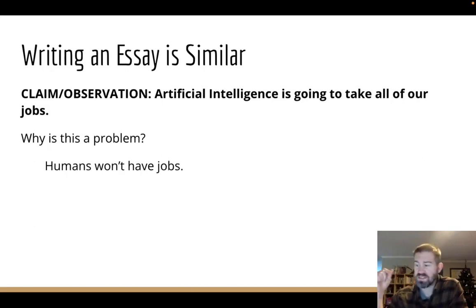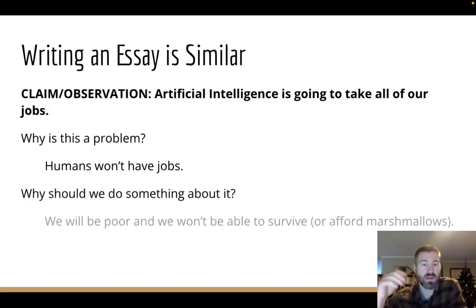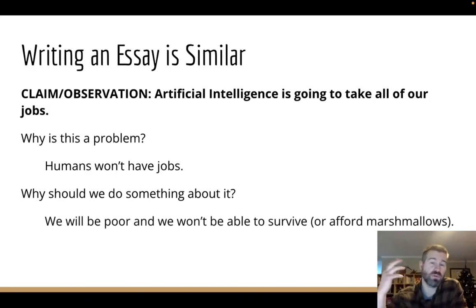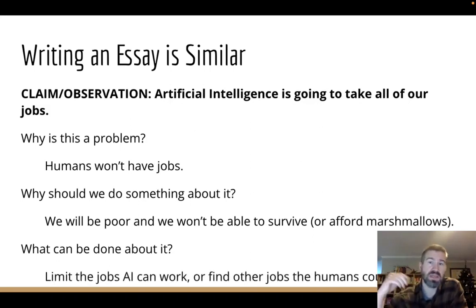Now, why is this something that we should do something about, right? Well, if we don't have jobs, then we will be poor and we won't be able to survive or afford marshmallows. Okay, fair enough. Now, what can we do about this? Well, one of the possible solutions would be to say, hey, we need to begin legislation to limit the number of jobs that AI can work, or find other jobs for people to do in the meantime.